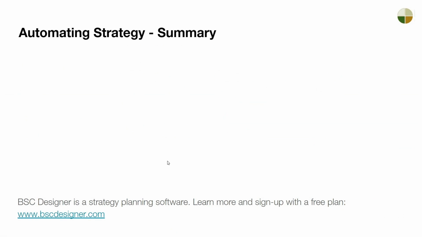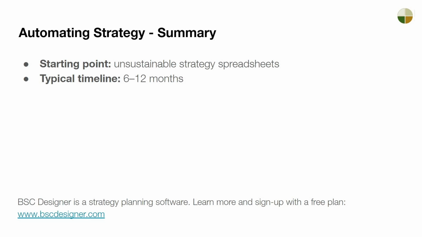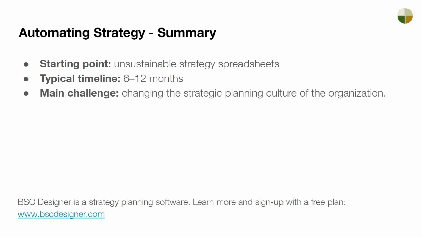Let's summarize key ideas of this video. Unsustainable strategy spreadsheets are a typical factor that push organizations toward the automation of strategic planning with specialized software. A typical implementation on scale takes around 6 to 12 months. The main challenge is changing the strategic planning culture of the organization. Organization can speed up the implementation by doing training sessions with software vendor or using self-learning mechanics built into the software. The final goal of the implementation is to make strategy everyone's job. One of the success factors for achieving this goal is having a strategy sandbox where all members of the strategy and operation team can contribute with their ideas.